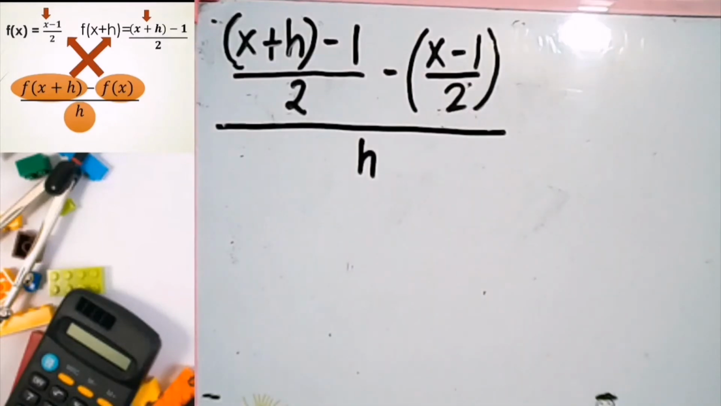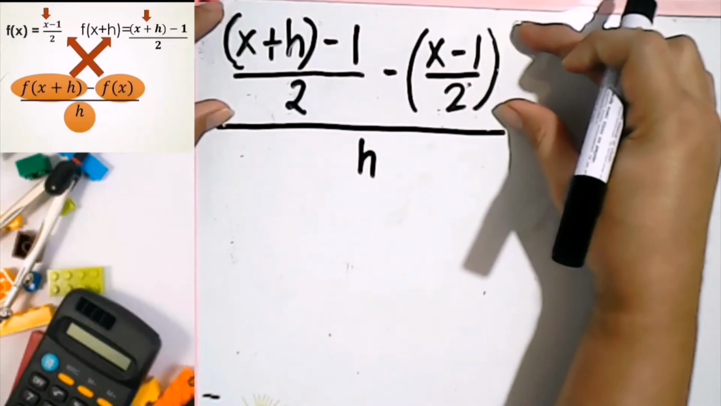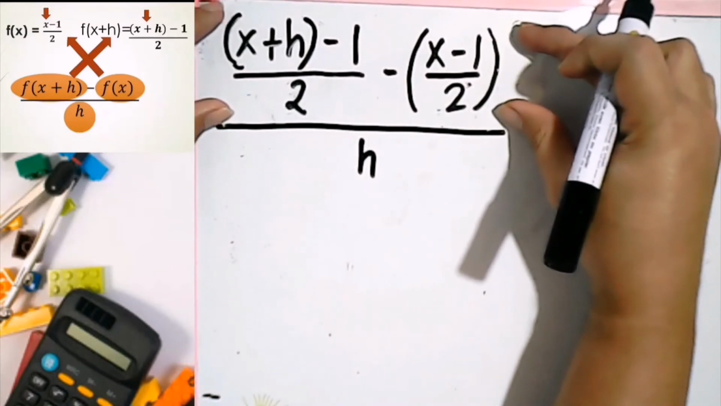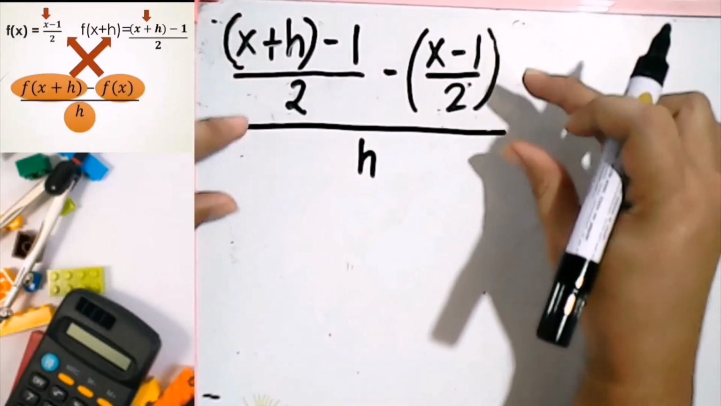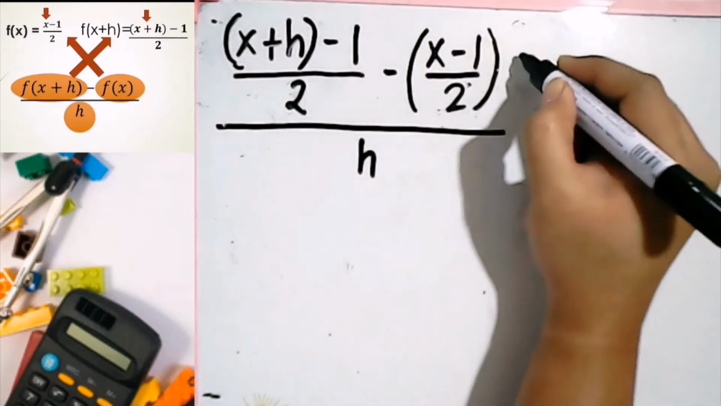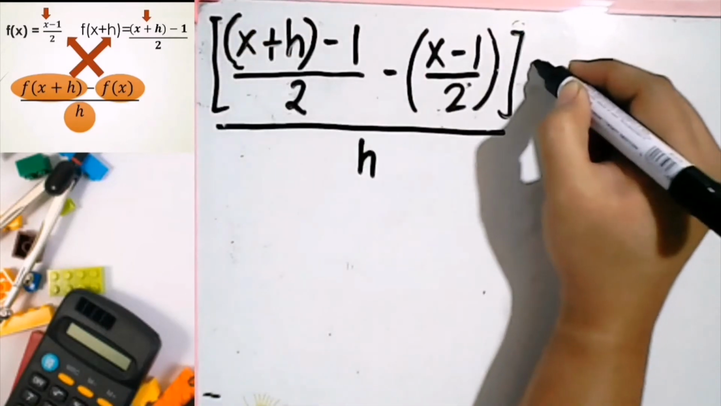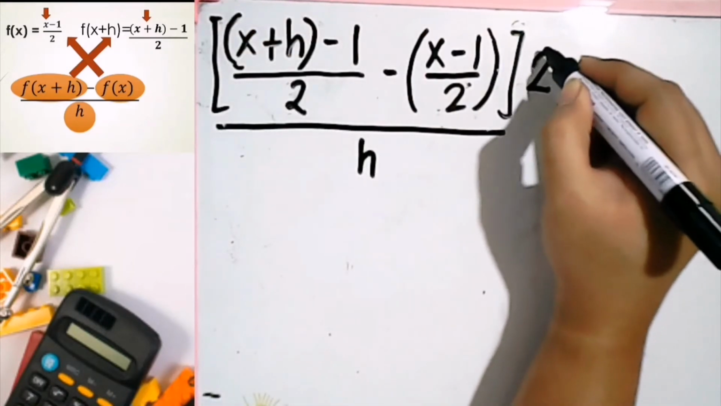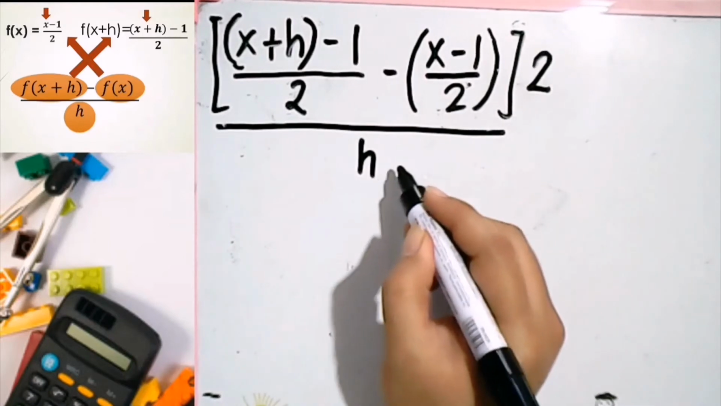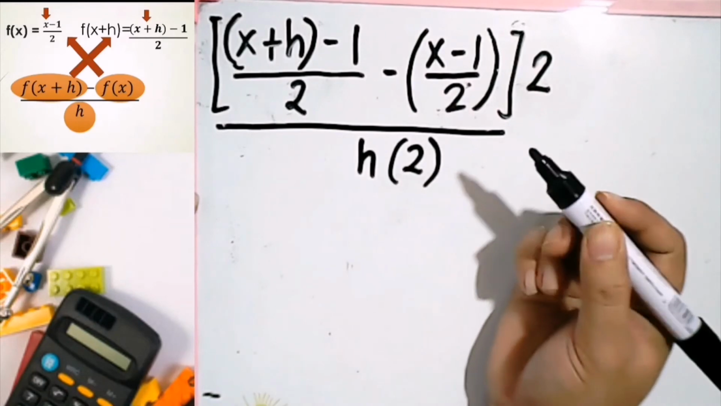To solve this equation easily, what you will do is to get the LCD of the numerator and then multiply it to the numerator and the denominator. So what is the LCD? So we have 2. Therefore, we multiply 2 to our numerator and then multiply also to our denominator.